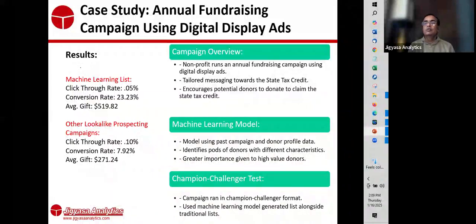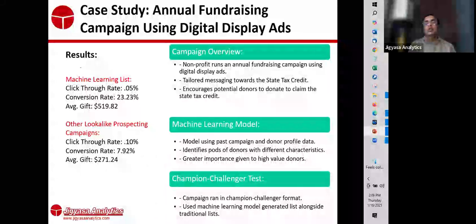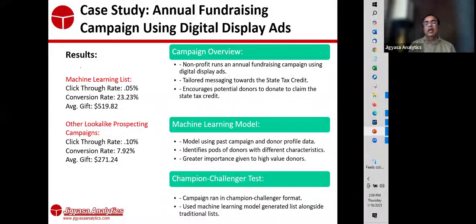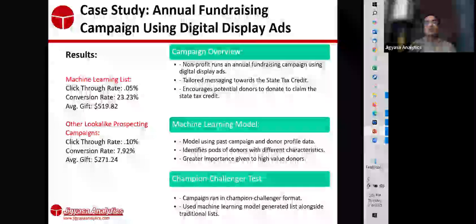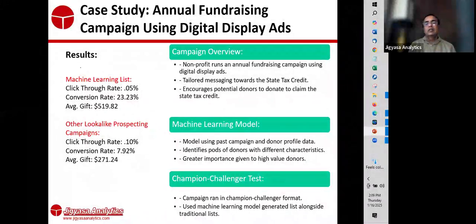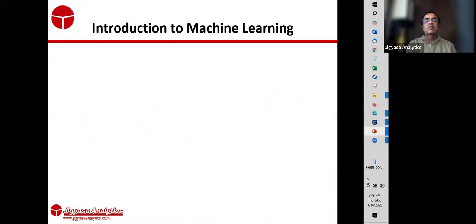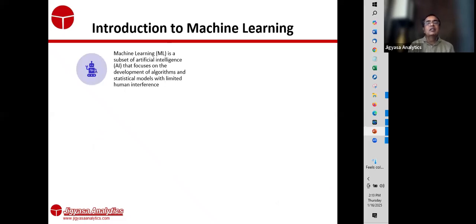I thought it would be useful for us to have this case study in front of us as we go through the exercise where I explain to you very briefly what a machine learning model is, and also talk about why you're seeing what you're seeing with the machine learning model. Okay, so a very brief introduction to machine learning.